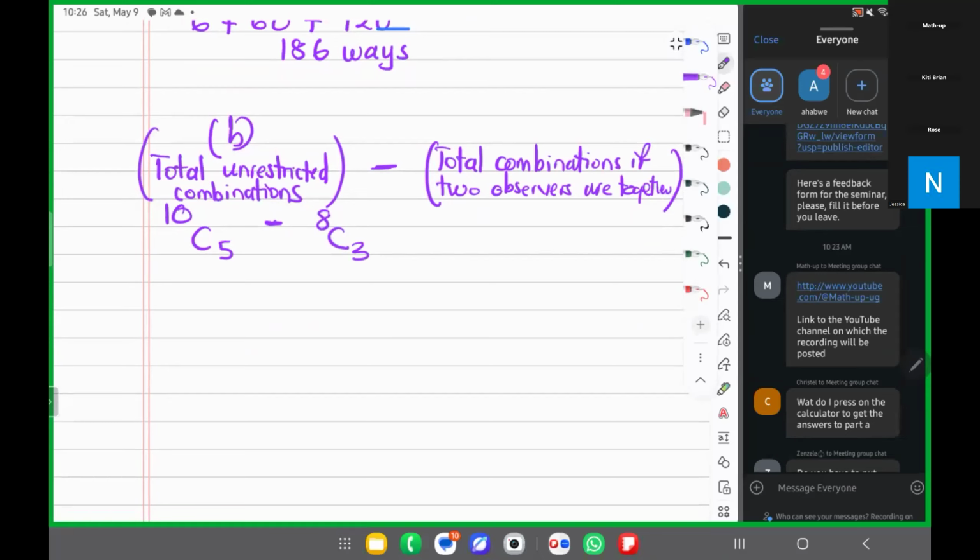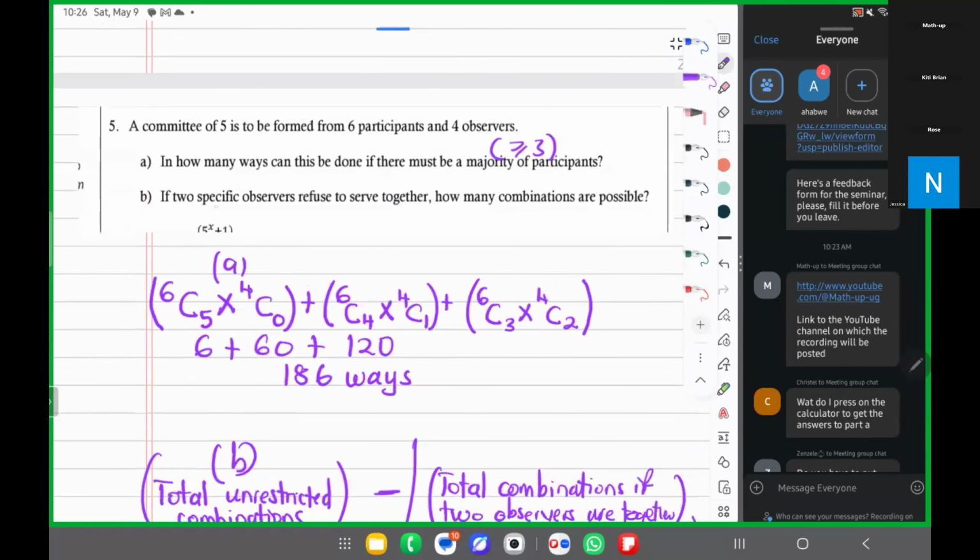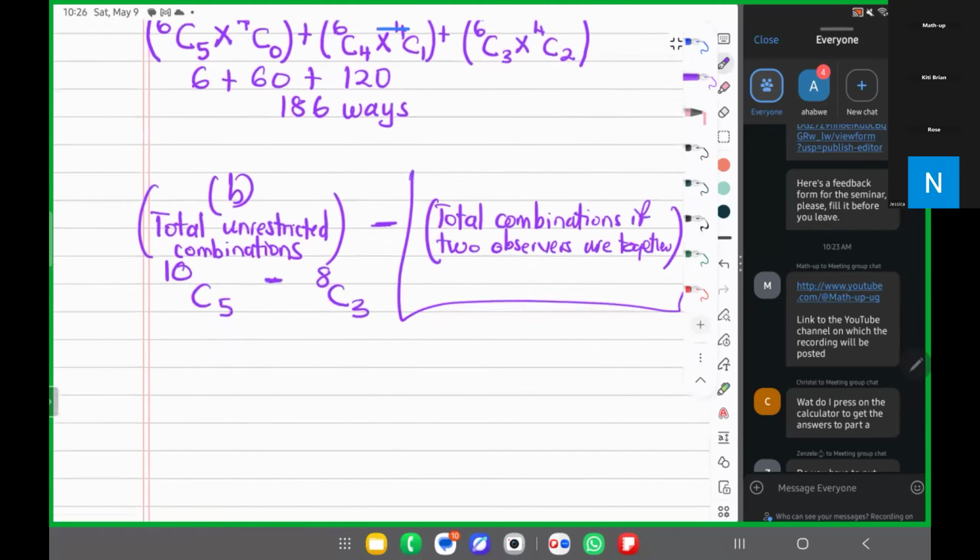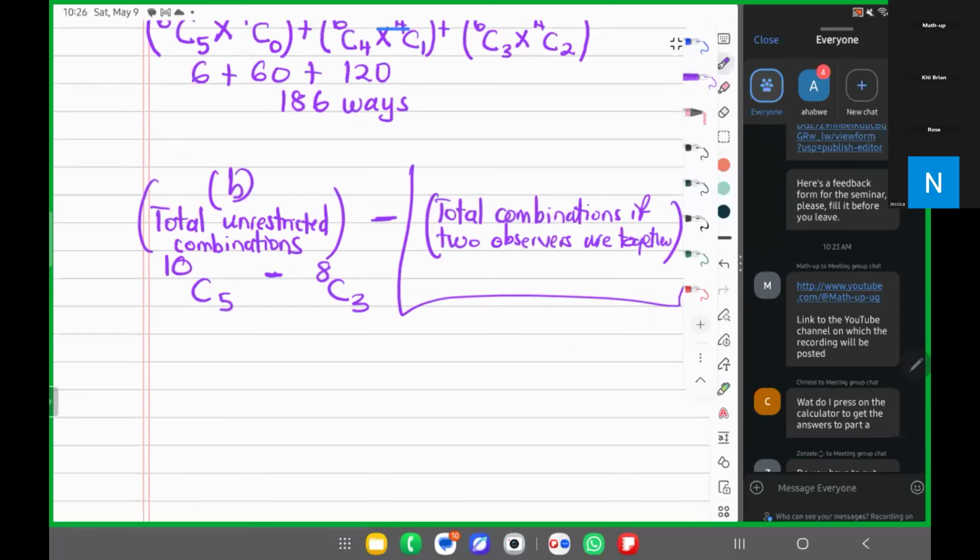I'm removing the 2 people. The 2 people are already on the committee. I'm taking the scenario where they're serving together. So I've removed the 2 people from the group of 10, which means I'm left with 8 people from whom to choose. And out of those 8, I just want 3 to go and join the other 2. Why am I subtracting? Because the scenario I'm considering is one where the people are serving together, yet the question wants me to consider those 2 people refusing to serve together. So I'm subtracting this from the total number of possible combinations.